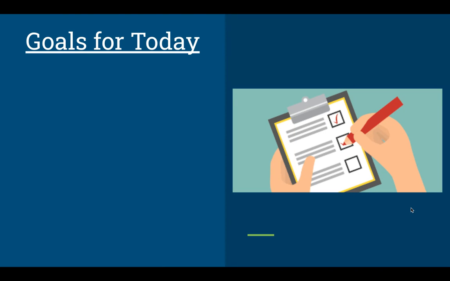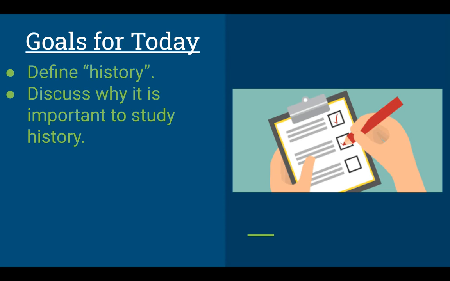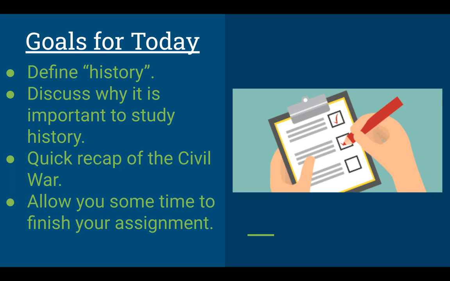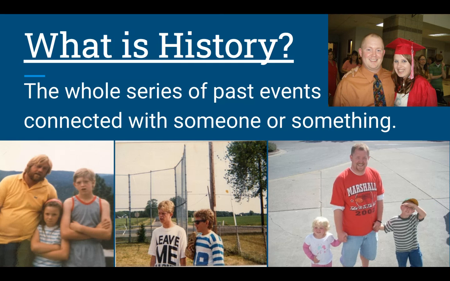Now, goals for today's class. What we're going to try to get out of it is, first of all, we're going to try to define history. We're going to talk about what it is and why we study it. We're also going to talk a little bit about some things about personal history and how they link. And then eventually we'll get into one slide about the Civil War. And last but not least, there's going to be some work time to finish up our assignment. So we're going to start off with a really quick definition about what is history.